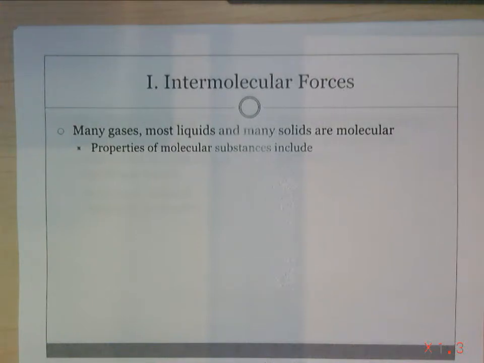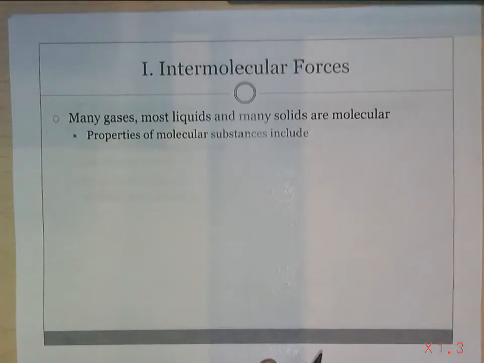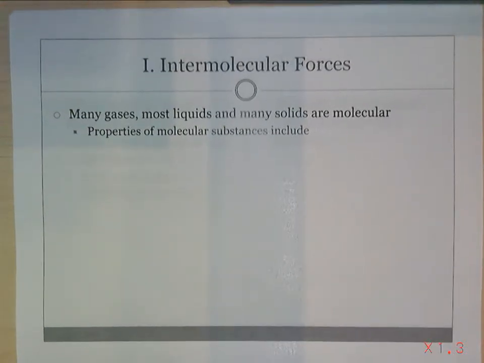Alright, so many gases, most liquids, and many solids are molecular. Take a second. What's the other type of thing? If it's not a molecular compound, it's either ionic or it could be covalent, right? It could be atomic, ionic, molecular, and those tell you what sort of elements are being combined. An ionic compound has to have charges. A molecular compound has to have covalent bonds of some sort. So we mostly are going to deal with molecular compounds.